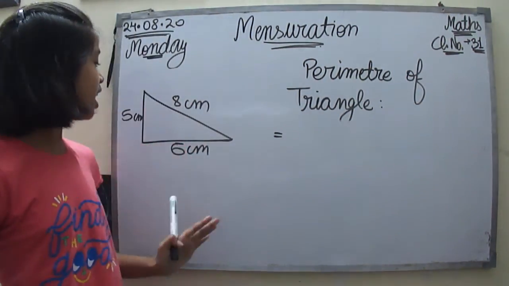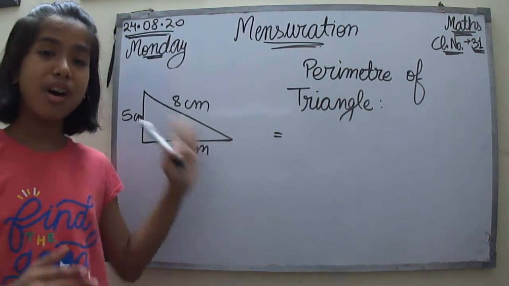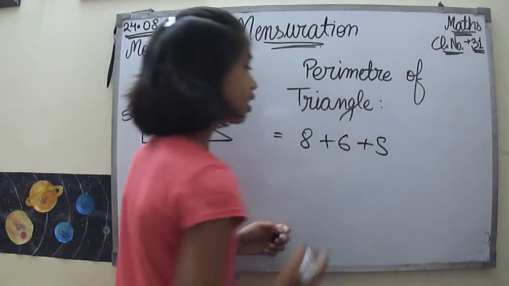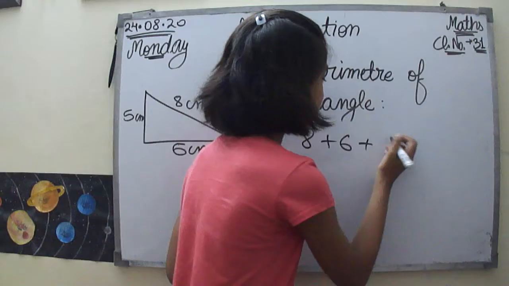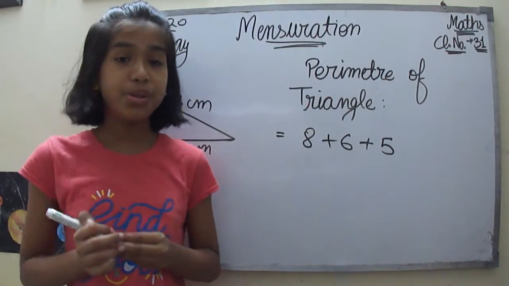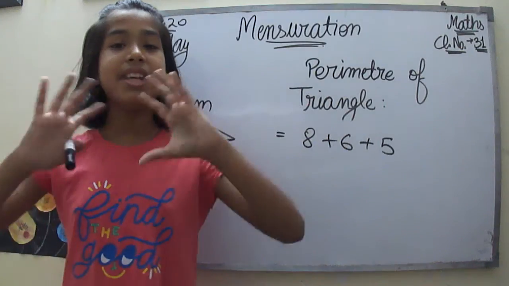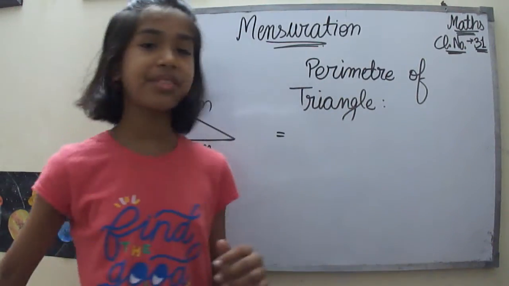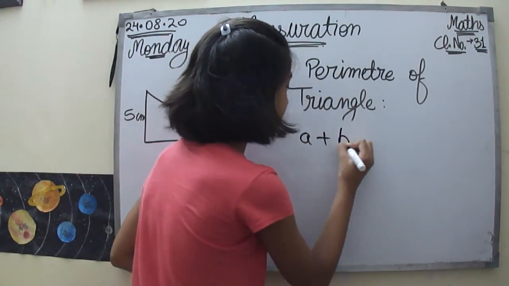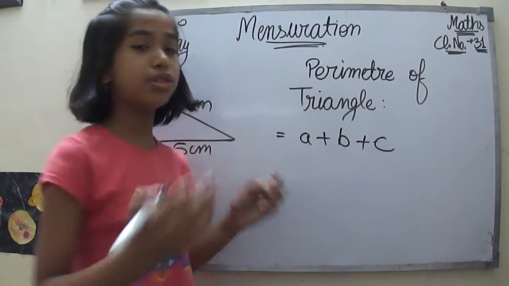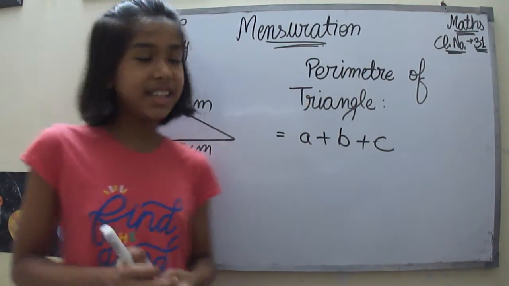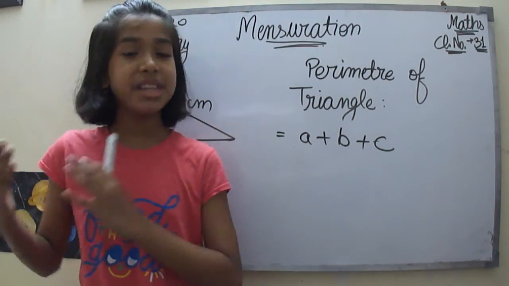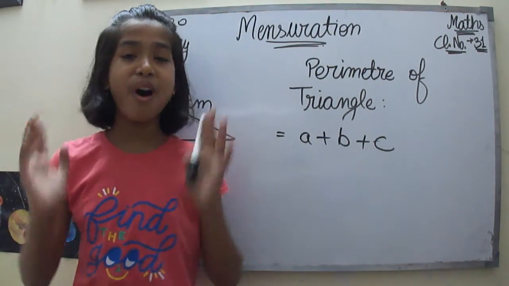We have to just add all of the sides, that is 8 plus 6 plus 5. So we can generalize the formula for a scalene triangle as A plus B plus C. That is going to be the perimeter of the scalene triangle. What do A, B and C represent? A, B and C represent each side of the triangle.